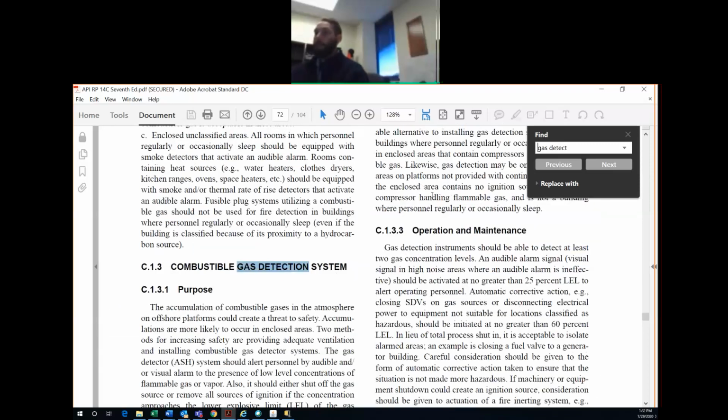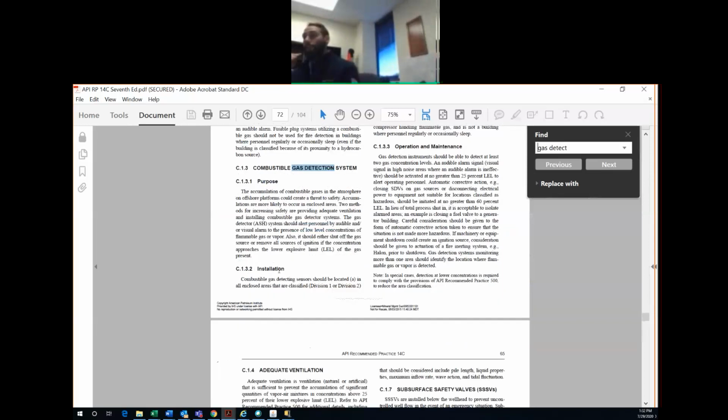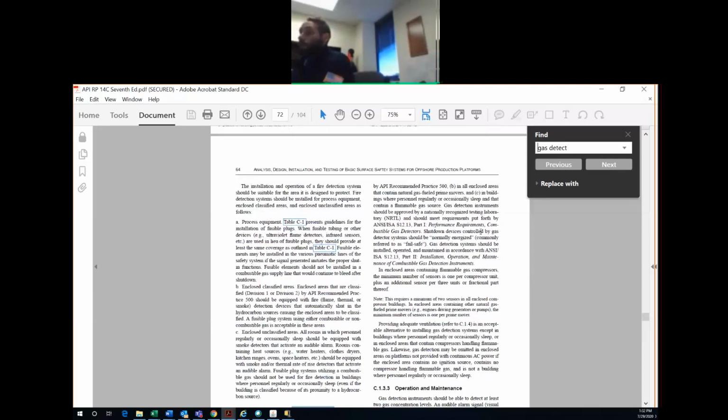Okay. So in 14C and Appendix C, they give the requirements for when you need combustible gas detection. They say you need it in A, all enclosed areas that are Class 1 Div 1 or Div 2. Next, all enclosed areas that contain a natural gas fueled prime mover. And C, in buildings where personnel regularly or occasionally sleep that contain a flammable gas source. So if you're reading 14C, it's telling you exactly where you need gas detectors.